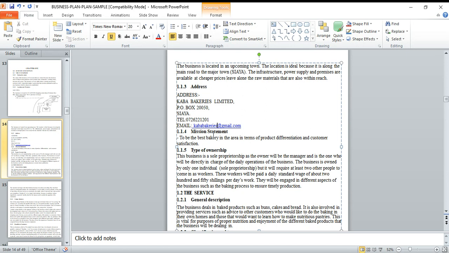Then we talked of the vision and mission. So for mission, I've included only mission: to be the best bakery in the area in terms of product differentiation, customer, and satisfaction. So your mission should always be short and precise, and to the point. Type of ownership. Remember we talked of the type of ownership, and the type of ownership is a sole proprietorship.